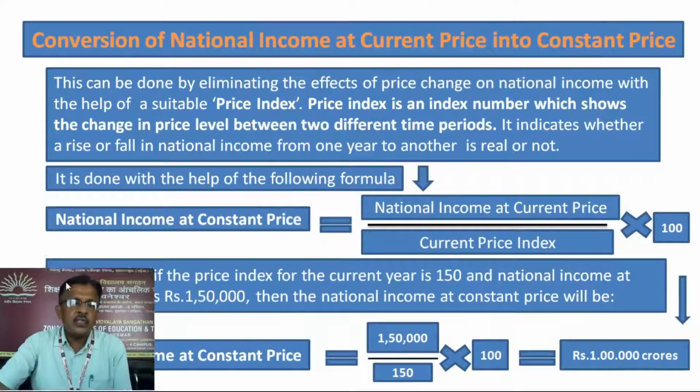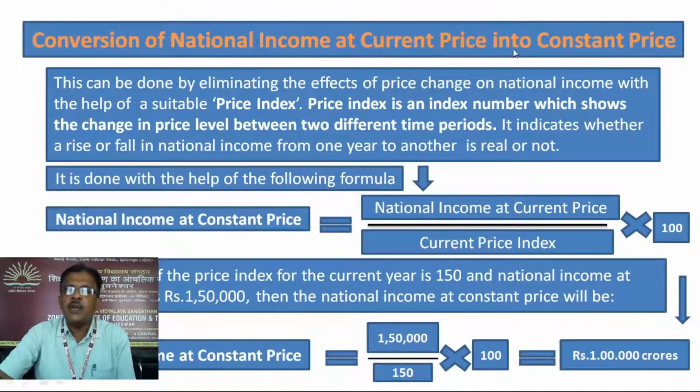The conversion of national income at current price into constant price can be done by eliminating the effects of price change on national income with the help of a suitable price index. Price index is an index number which shows the change in the price level between two different time periods. This price index concept was discussed in class 11. You might have read this. It indicates whether a rise or fall in national income from one year to another is real or not.